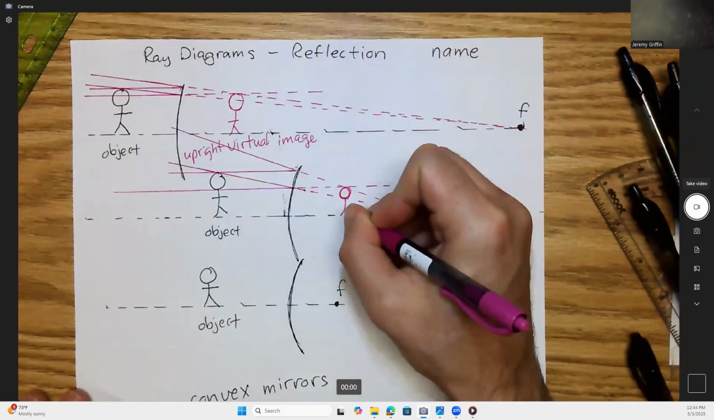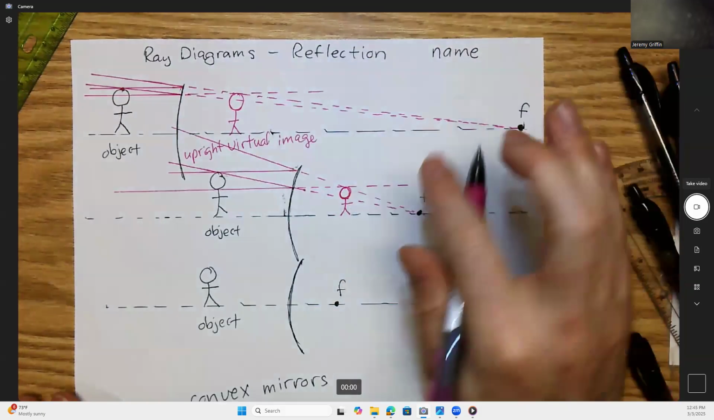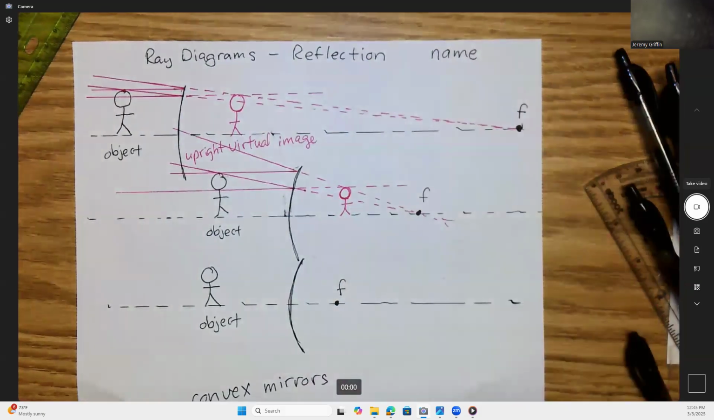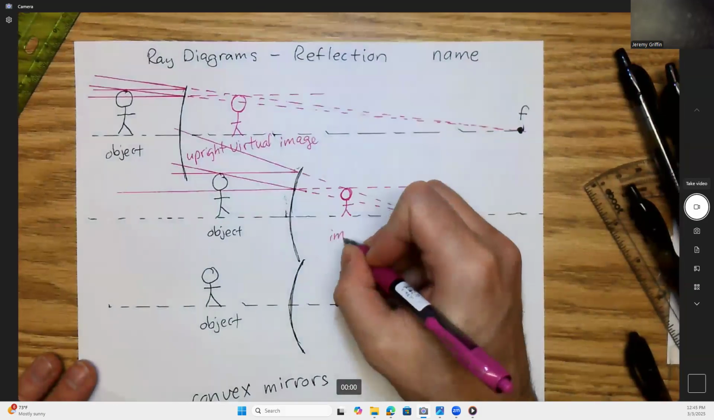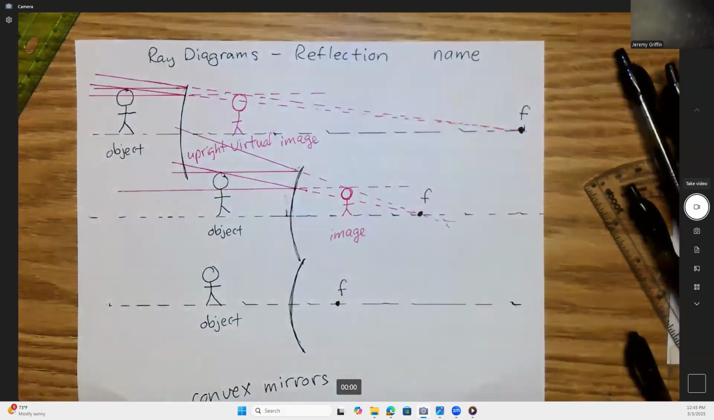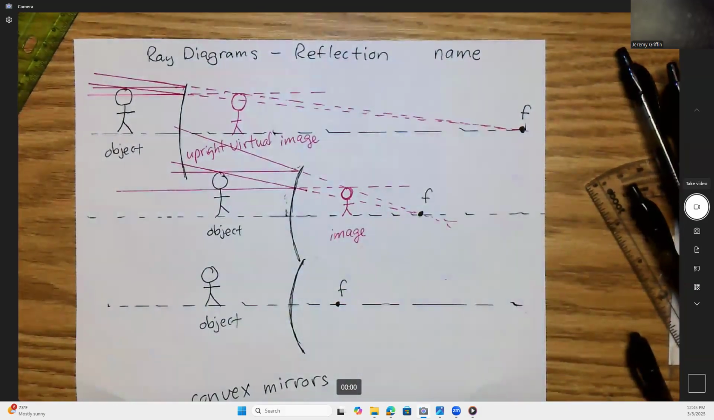And his feet are on the ground, just like before. But we could do this whole process for his feet, but they would just end up being also on the floor. Okay? Kind of like Paul Hewitt's candle, same story. Okay. And there's your image right there. This is also an upright virtual image. I'm going to label it image. All right. You guys good?